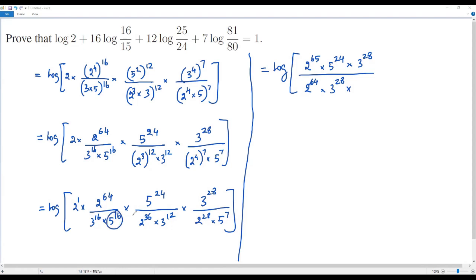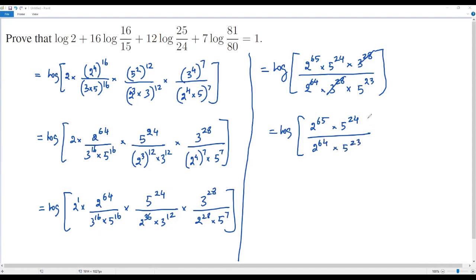Okay, here we multiply two powers with the same base 5. So we can take the base once and we have to add the exponents 16 and 7. When I add 16 and 7, I am getting 23. Okay, here we can cancel this 3 to the 28th power and 3 to the 28th power over here. We get log of 2 to the power of 65 times 5 to the power of 24 divided by 2 to the power of 64 times 5 to the power of 23.